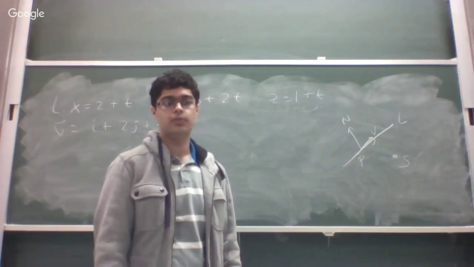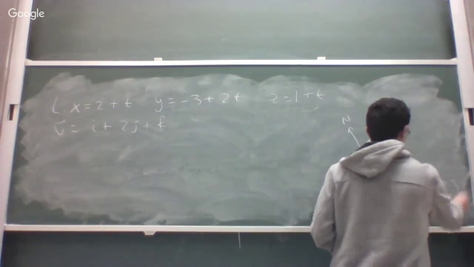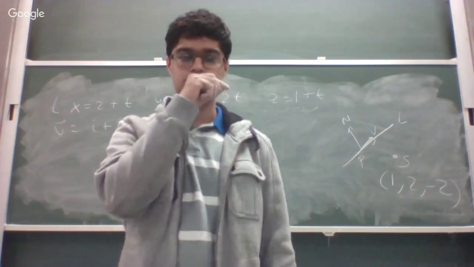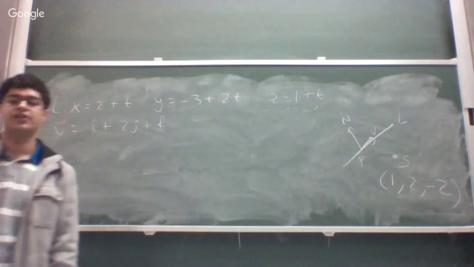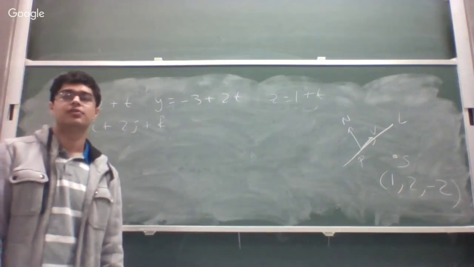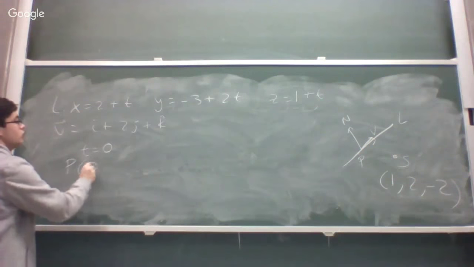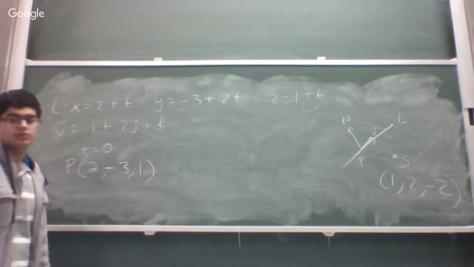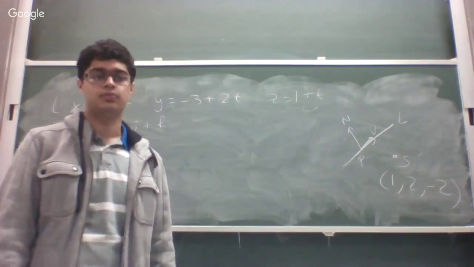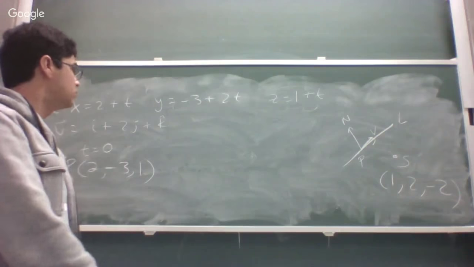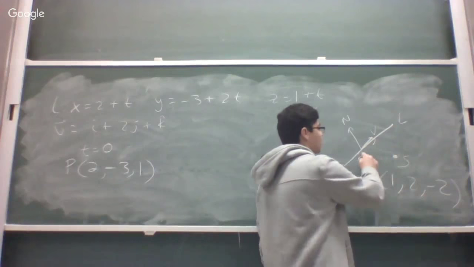The point that we are given is 1, 2, -2. So we have to find a point on the line. What's the easiest way to do that? T equal to 0. So the point is 2, -3, 1. So we find the point on the line that is what? We're given this point, but it's not on the line.